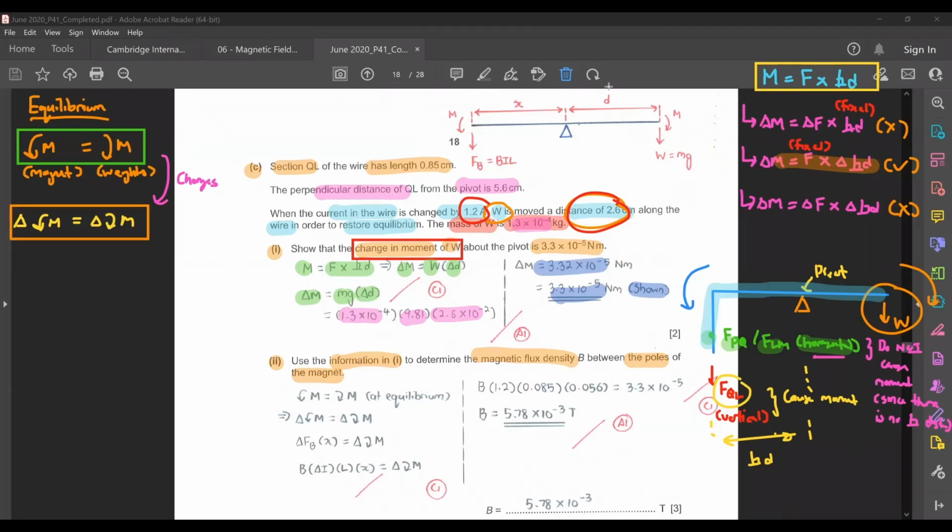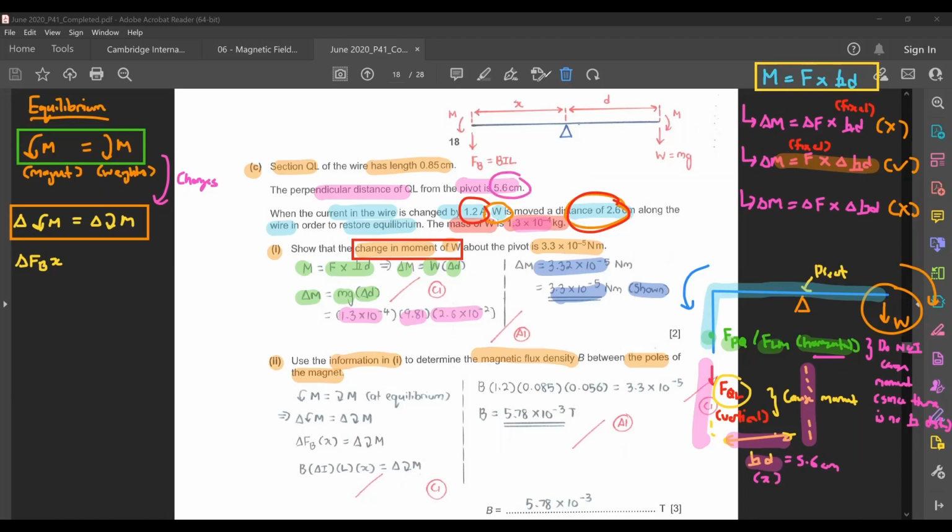So if you expand the equation further, you could say that the change in counterclockwise moment caused by your magnet is actually the same as the change in your magnetic force times the perpendicular distance between your magnetic force and your pivot. So in your case, it's this perpendicular distance between your magnetic force on section QL and your pivot. It is actually going to be 5.6 centimeter. This is your distance x. The 5.6 centimeter, you get it from over here.